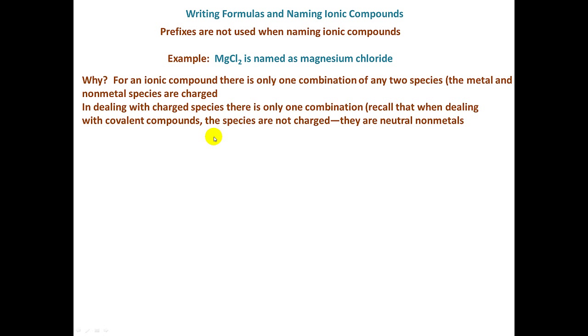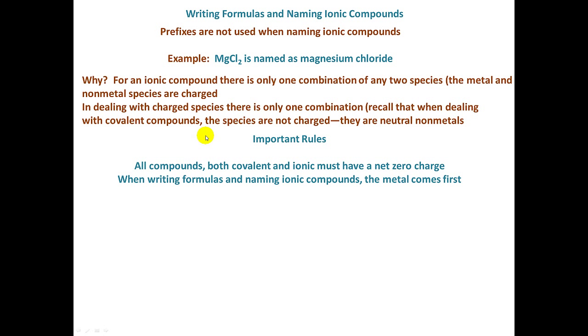Why? Because compounds are neutral. There can be no net charge. So the charges must balance, or they must add to 0. Some important rules. All compounds, both covalent and ionic, must have a net 0 charge. When writing formulas and naming ionic compounds, the metal is named first.